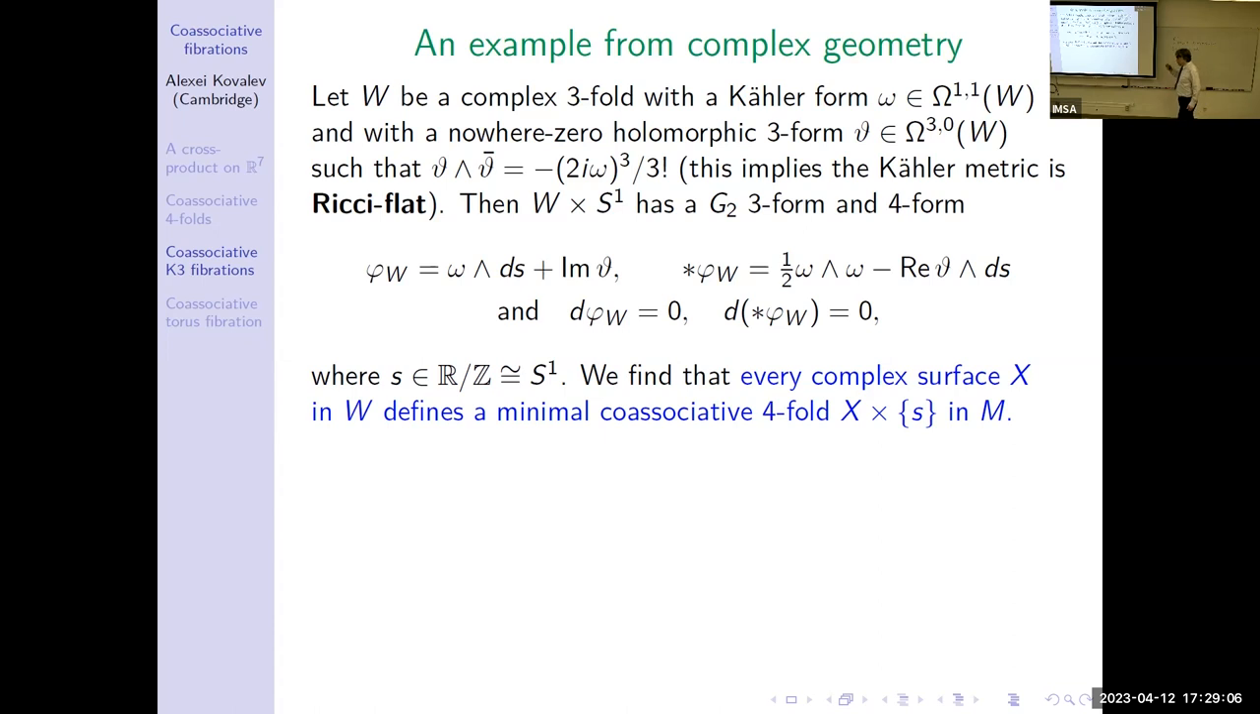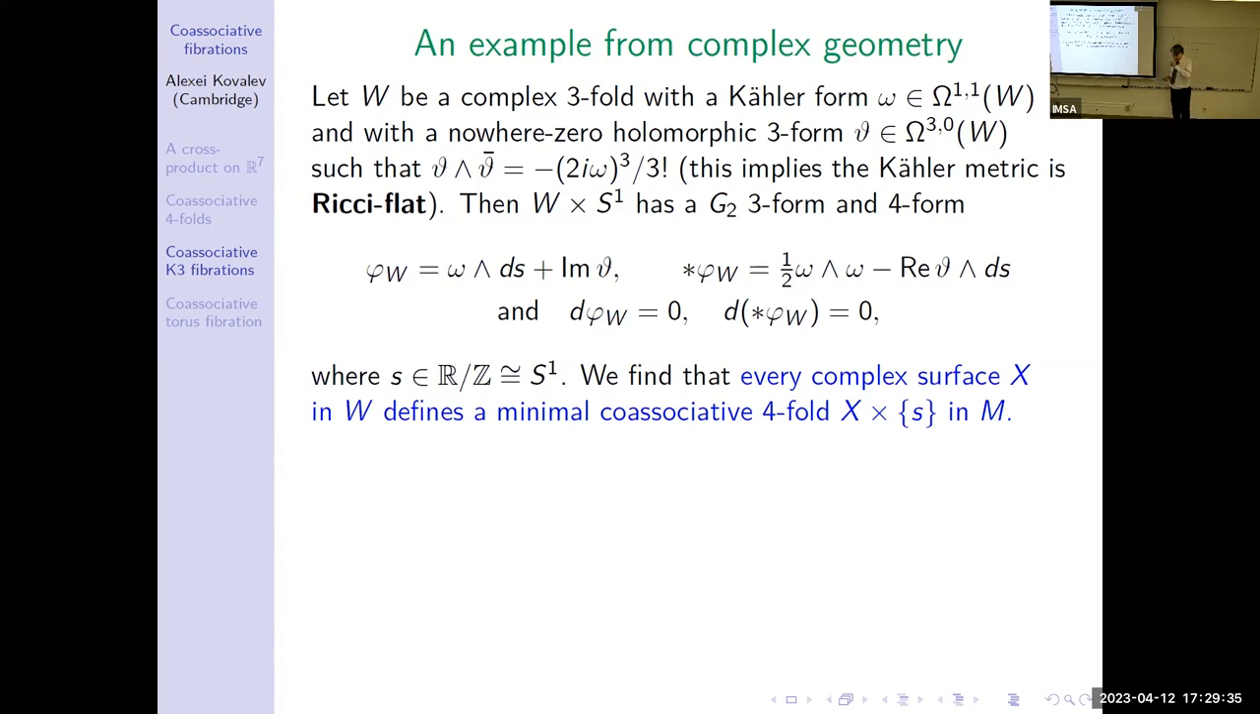So now, what about the co-associatives? If we take a complex surface in W, that means it's a surface, so theta vanishes by dimensions. And also ds will vanish because we fix s, so we just need to take the surface in W. So every complex surface X in W will give us that surface times some point on the circle. That will be a co-associative four-fold.